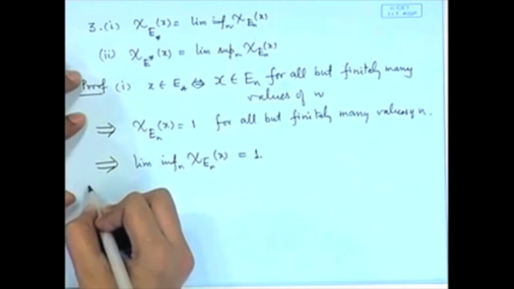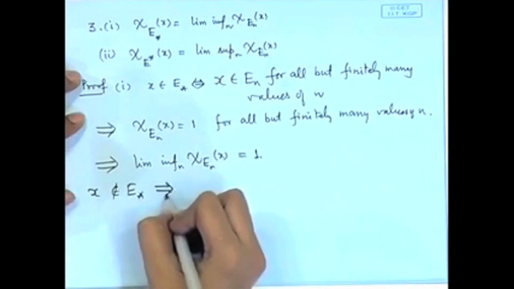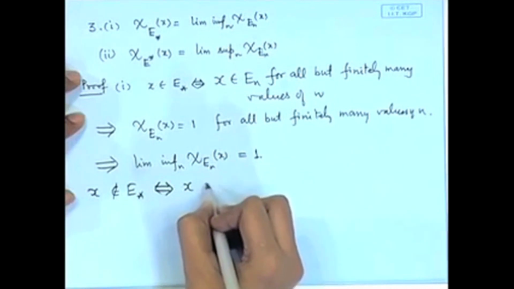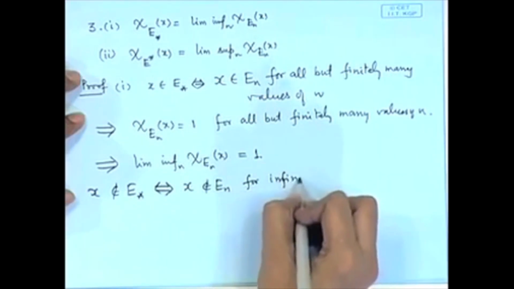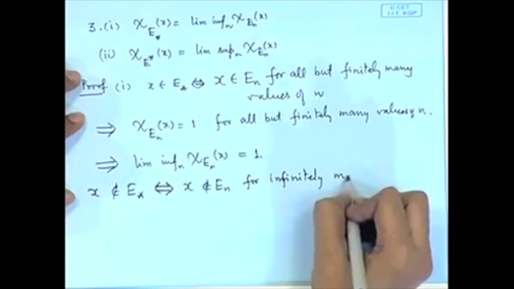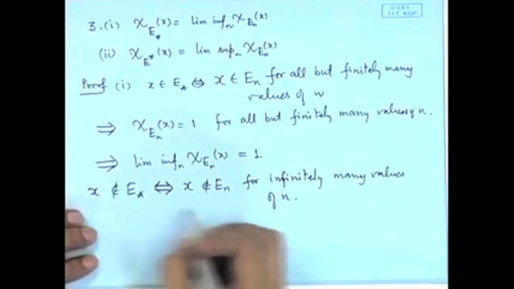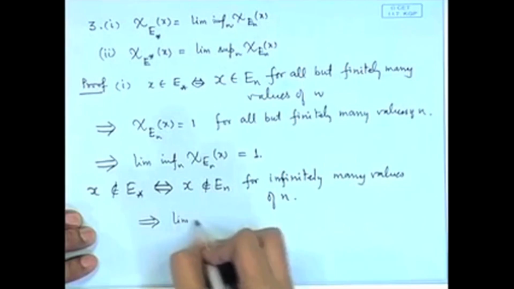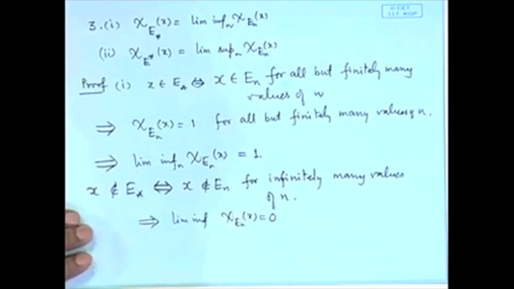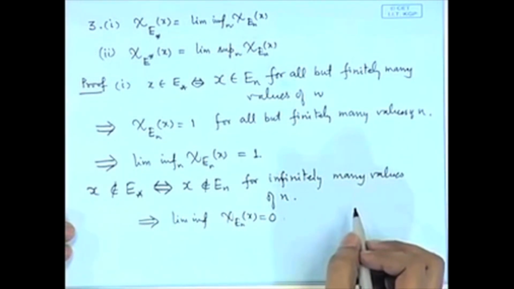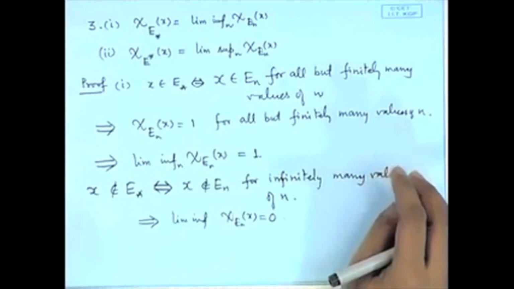Further, if I consider x not belonging to E lower star, then this will imply that x does not belong to En for infinitely many values of n, and this implies that the limit infimum of chi En of x is 0. In a similar way, if we use the definition of the limit superior of a sequence of functions, then we will be able to prove the second statement.